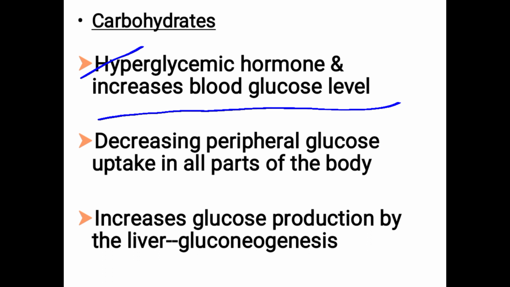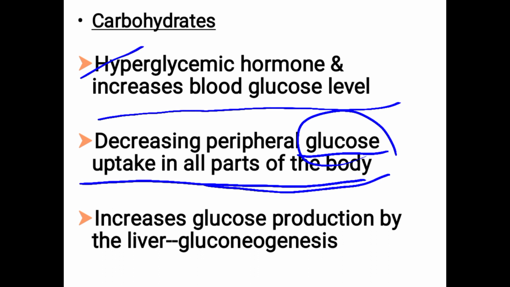So hyperglycemic means increase in glucose content in the blood, and decrease in the peripheral utilization of glucose by all parts of the body. Okay, so it will prevent the peripheral utilization, that is, decrease the peripheral glucose uptake. Means if the glucose goes to the peripheral part, it will be stored as glycogen. So it will prevent the storage of glucose in the body. And it increases the glucose production by the liver, that is gluconeogenesis. So that is on carbohydrates.